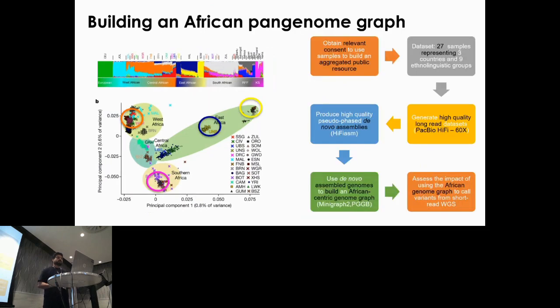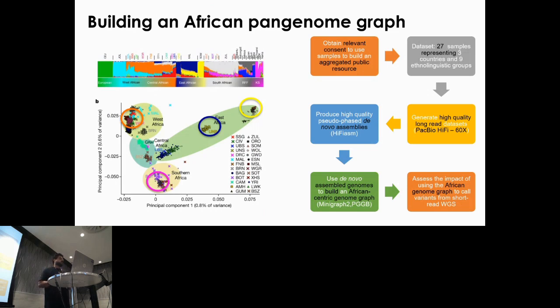So we aim to generate high-quality PacBio HiFi data from between 25 to 30 samples representing the major African ancestral components we have identified based on the short-read sequence data. We intend to use the latest tools to generate high-quality de novo pseudo-phased assemblies for each sample, and use these samples together to build an African-specific reference genome graph.